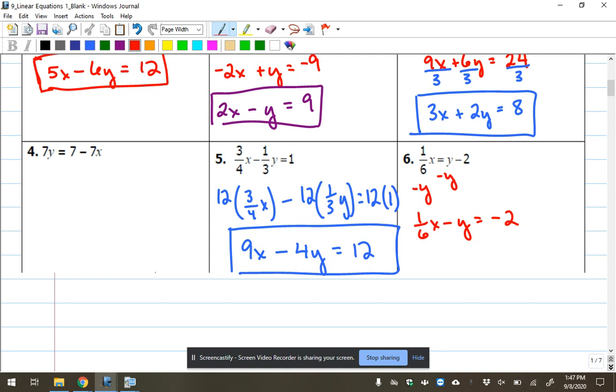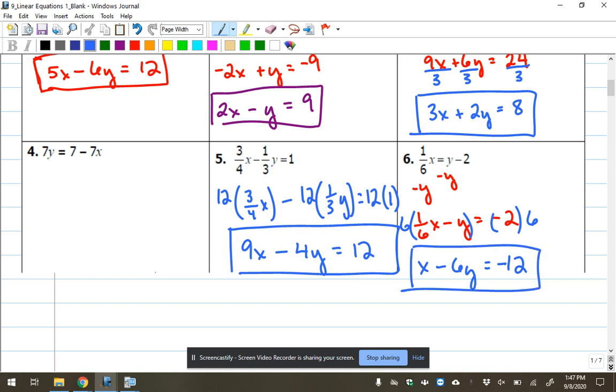That'll mess you up every time, because you know the multiple choice is going to have the problem where instead of -2, it's going to have +2 over there. All right, now we got a fraction in front of x. 6. Perfect. So multiply both sides by 6. That's going to be x minus 6y is -12. And there's our standard form for number 6.